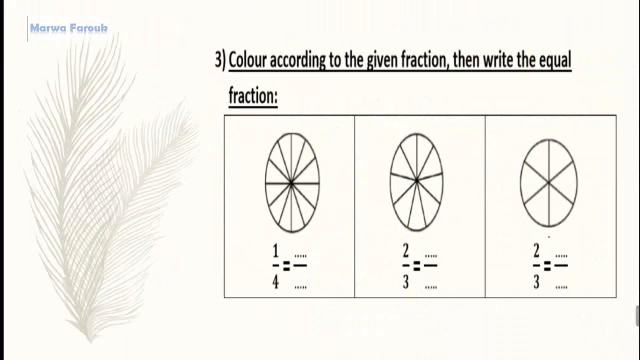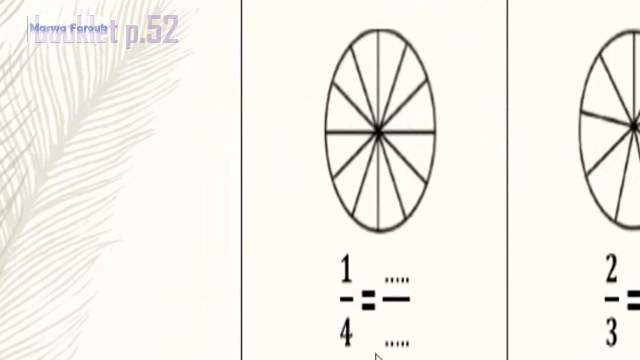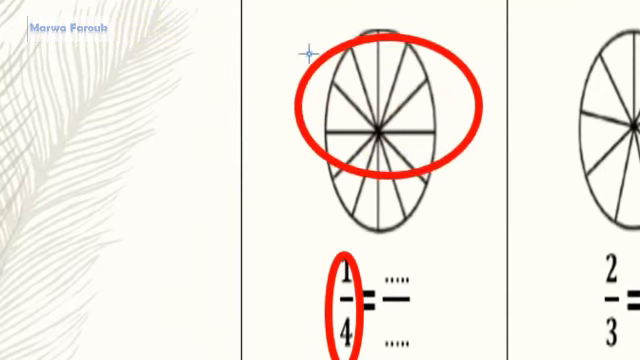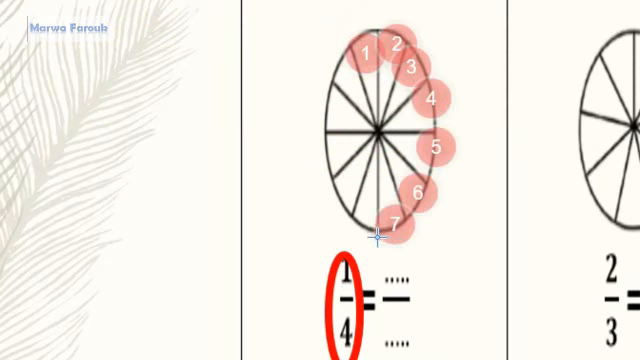Okay, let's move to another kind of examples. Here, what does the example say? Color according to the given fraction and then write the equal fraction. I will color according to the given fraction. What do I have here? 1 over 4, right? But here, what do I have? Not just 4 parts. Count them together. 1, 2, 3, 4, 5, 6, 7, 8, 9, 10, 11, 12. We have 12 equal parts.